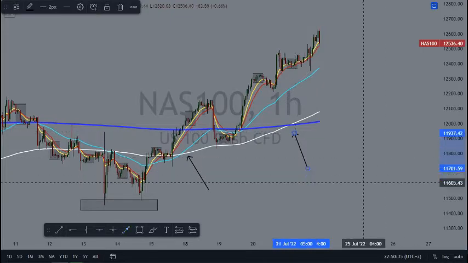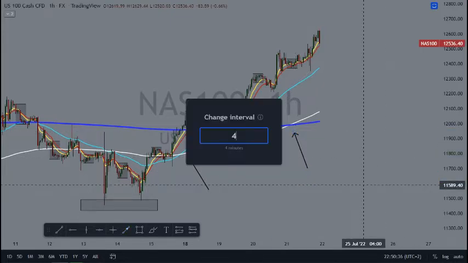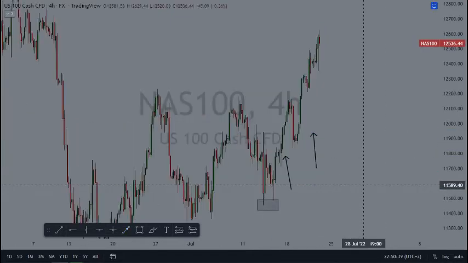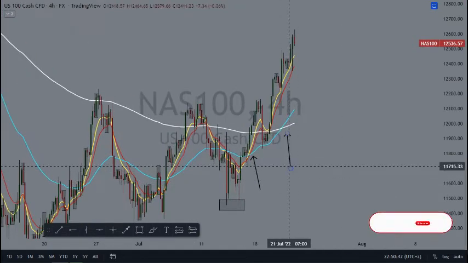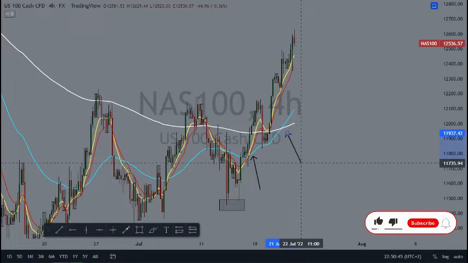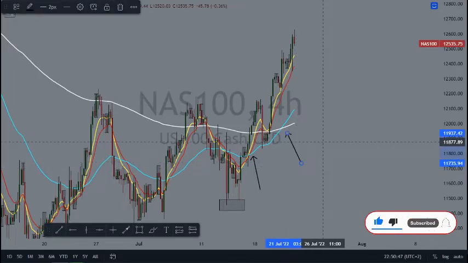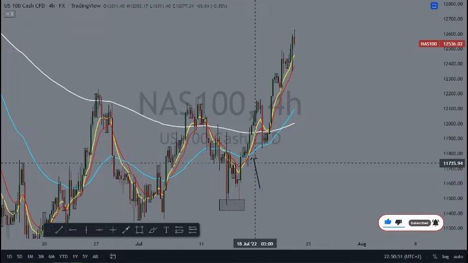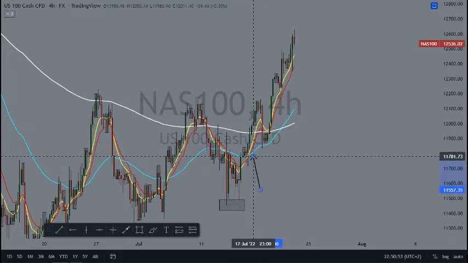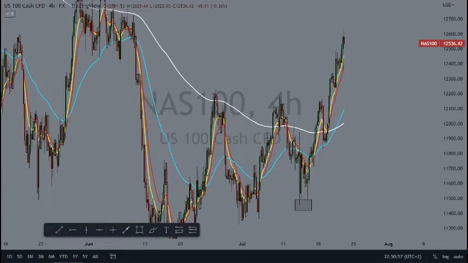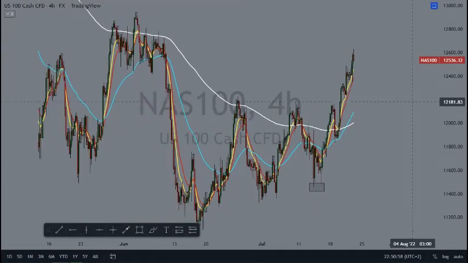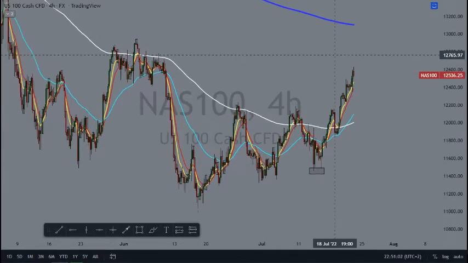a 200 and 800 cross. If we go on the 4 hour time frame, it means that there is a 5200 cross also. So you can see we also have a 250 cross. So let's go into the chart and analyze and see how these markets are moving.